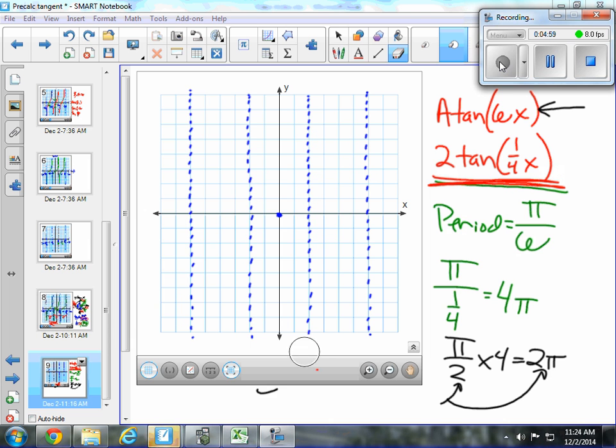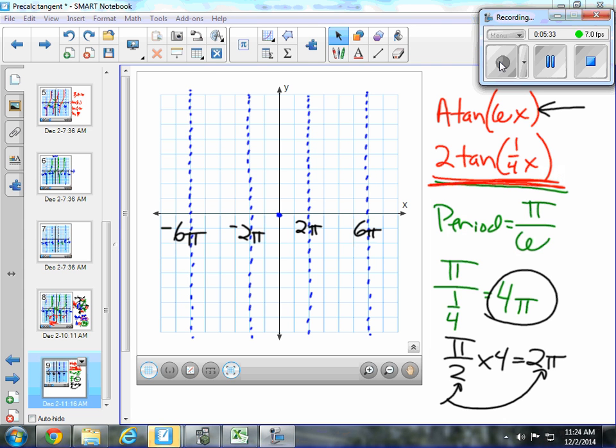So let's erase this. And let's label this point right here 2 pi. Now my period I've determined is 4 pi. So between asymptotes, it's going to repeat itself every asymptote. I have 4 pi, so that means this right here is 6 pi. And that means this over here is negative 2 pi, because between negative 2 pi and positive 2 pi is 4 pi. And this is negative 6 pi. So now I've identified all of my asymptotes.